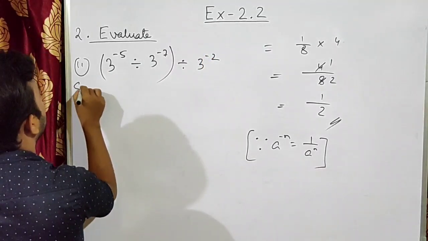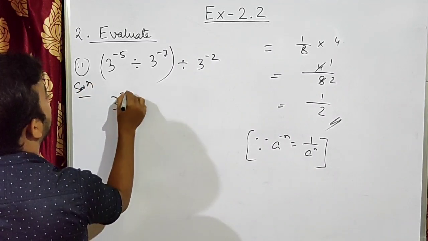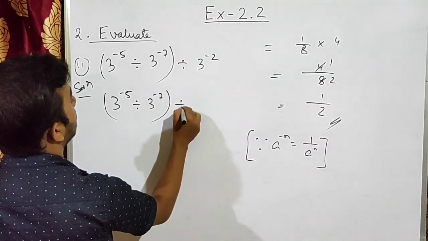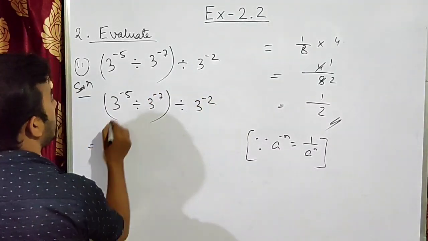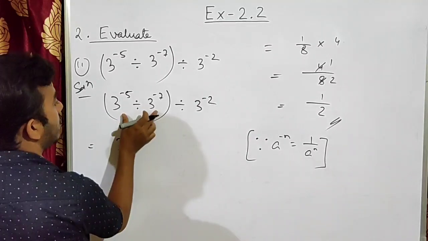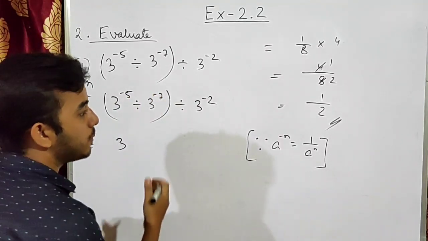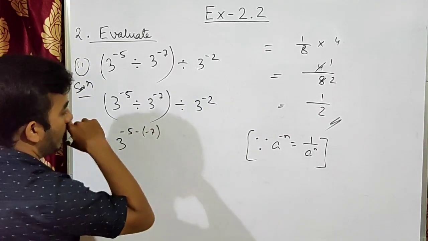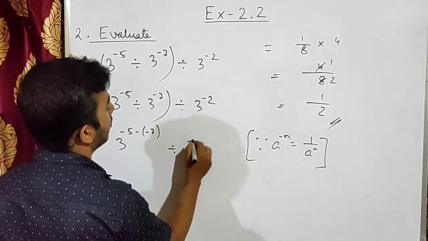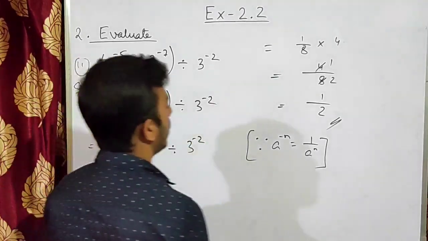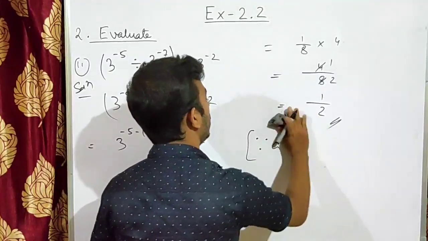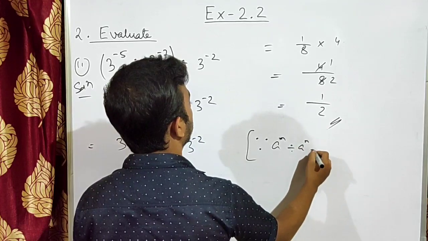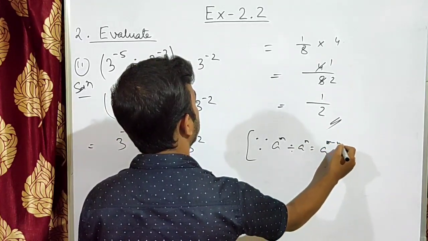Now let's evaluate this. Okay, solution, then 3 to the power minus 5 divided by 3 to the power minus 7 and divided by 3 to the power minus 2. Look, the base is common and the powers, these exponents, are different, right? So we can write this as 3 to the power minus 5 minus minus 7. Clear? Then divided by 3 to the power minus 2. We'll write, since a to the power m divided by a to the power n equals a to the power m minus n.